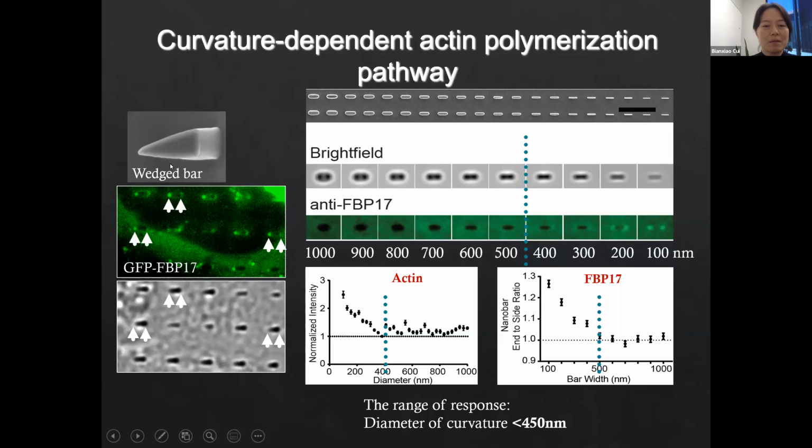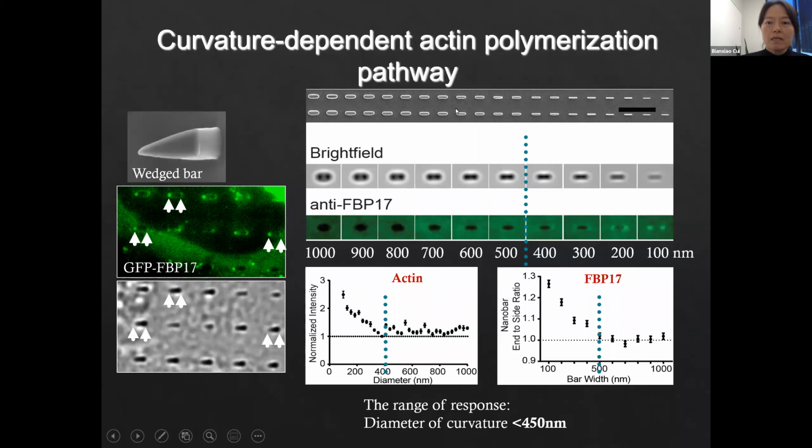In this particular experiment, we made this wedge nanobar. One end has sharp curvature, and the other end has lower curvature. When you look at the FBP17, you see those wedge bars, this is the small end, this is the big end, and there's much more protein on the small end than the big end.